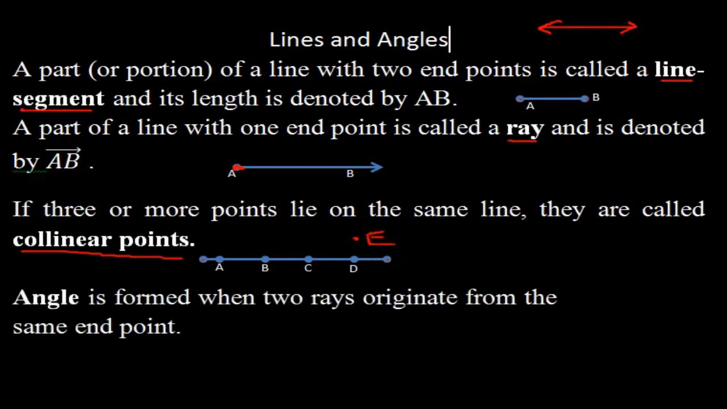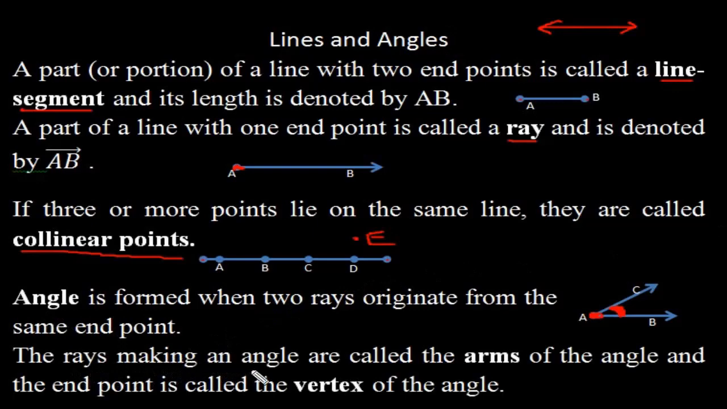Then the next one is angle. An angle is formed when two rays originate from the same endpoint. That is, we will have two rays, and the endpoint of the two rays is the same. I have marked it as A. This is the first ray and this is the second ray. And the figure formed between these two rays is called an angle.